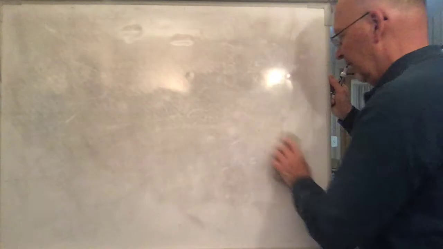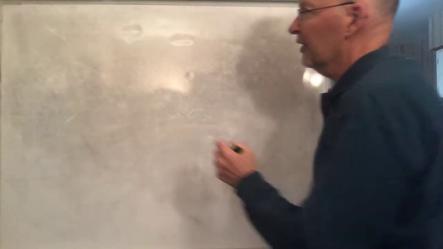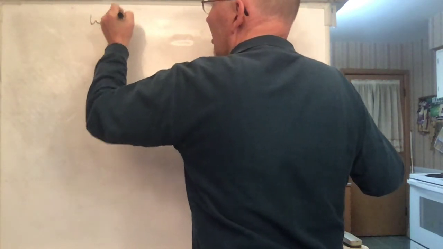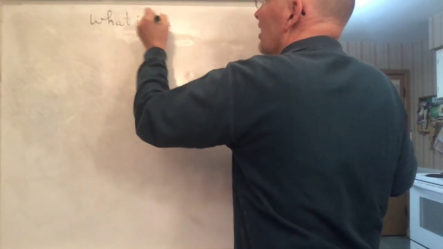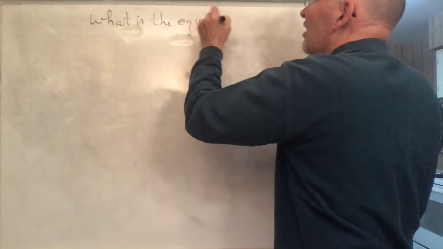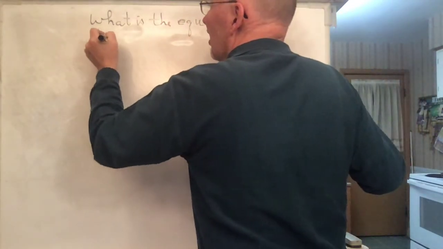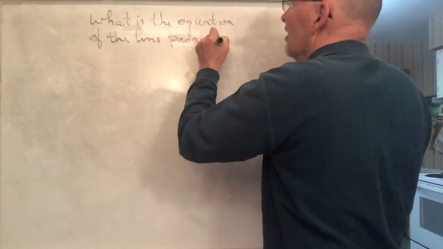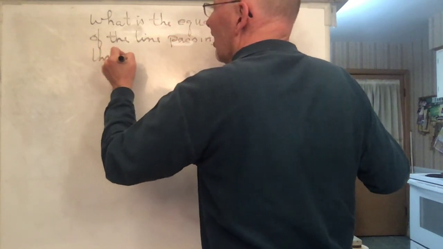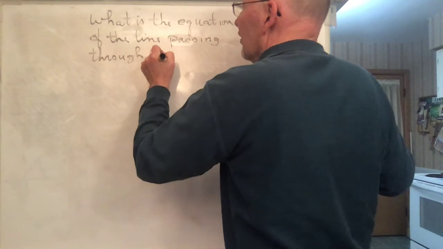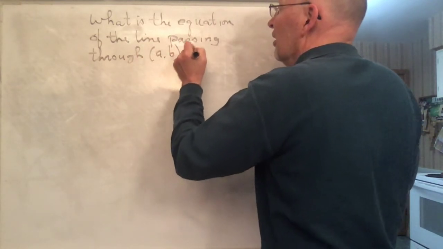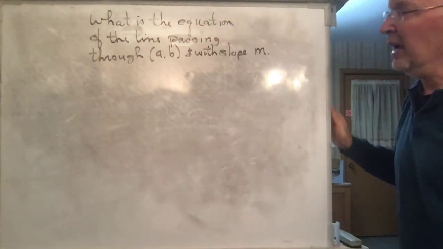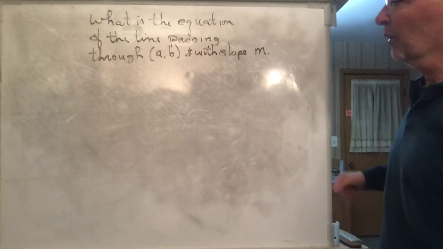So now, given that you know the slope, let's use that to uniquely get the definition of a line. Suppose we want the equation of the line passing through some point, let's say passing through the point (a, b), and with slope of m. It passes through the point (a, b) and the slope is m. What's the equation of the line?